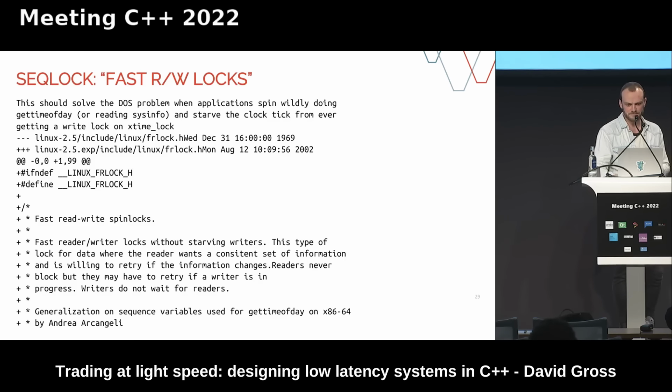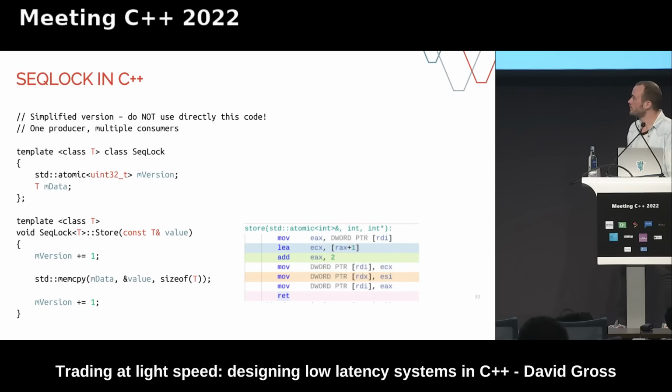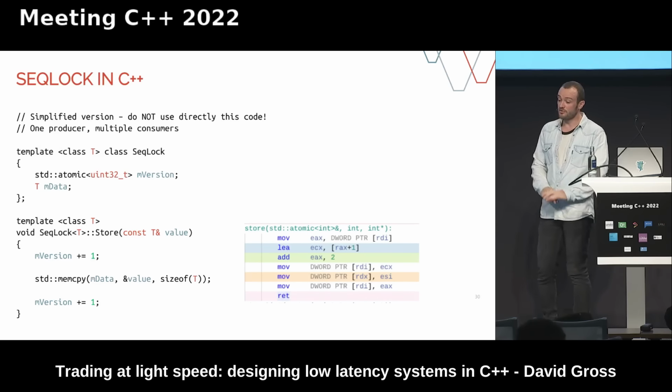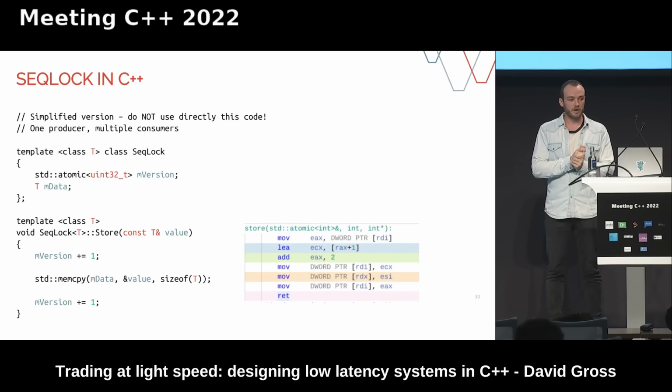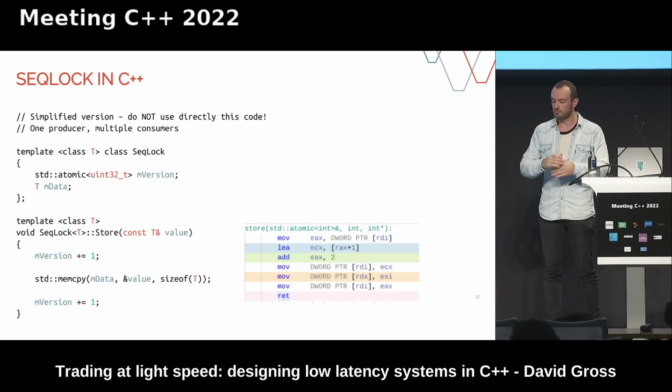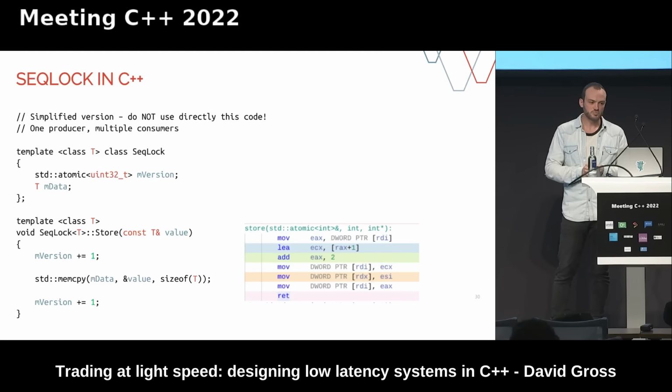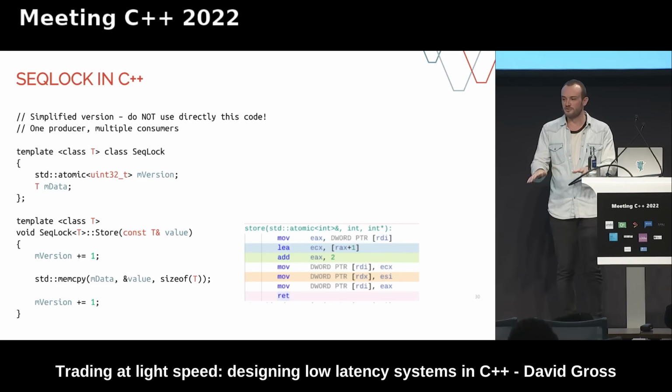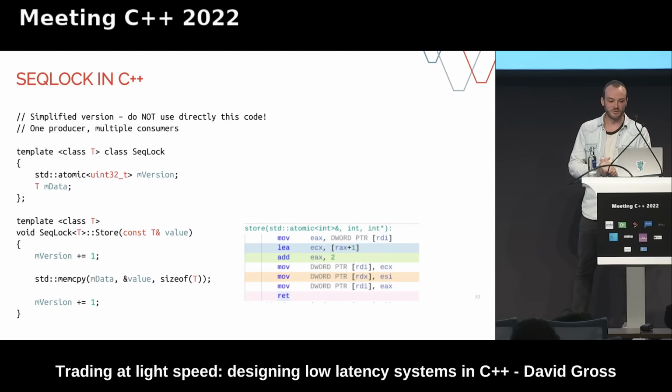So what is it exactly? Let's look at code. I think it will be simpler. This is, by the way, a simplified version of the code. It's not a talk about atomics. Further in my slides, there are references in case you want to find the full C++ code. So let's not be distracted by atomics, but also let's not use this code directly in production, because I'm not sure it compiles. So we have an atomic version here, and then we have our data. When the writer wants to publish something, it's going to do a +1 on the version, copy the data, and +1 on the version again.